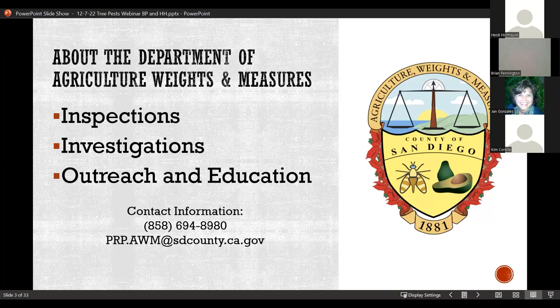So the San Diego County Department of Agriculture Weights and Measures has a number of programs ranging from plant health and pest prevention in nurseries to consumer protection in grocery stores and gas stations. Most relevant to us today is the Pesticide Regulation Program. We conduct inspections of pest control operations. We investigate pesticide illnesses and complaints. We conduct outreach like we're doing here today. And if you ever have any questions about pesticide laws and regulations, you can reach the Pesticide Regulation Program by phone or email. If you're based outside of San Diego County, you can reach out to the Ag Commissioner of the county that you're based in.